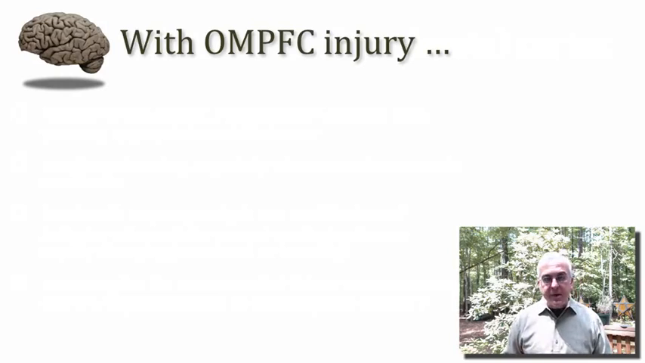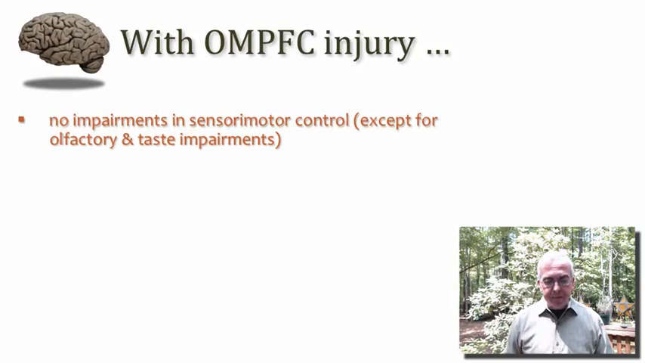So what we've learned is that people with injury to this part of the brain show typically no impairments in sensory function and in volitional motor control, except for impairments in the olfactory sense and in the gustatory sense. And together, those combine to give us a sense of flavor. So these dimensions of the chemical senses are impacted with damage to this part of the brain. But otherwise, the rest of our sensory systems are intact, and for the most part, our volitional motor system is intact.